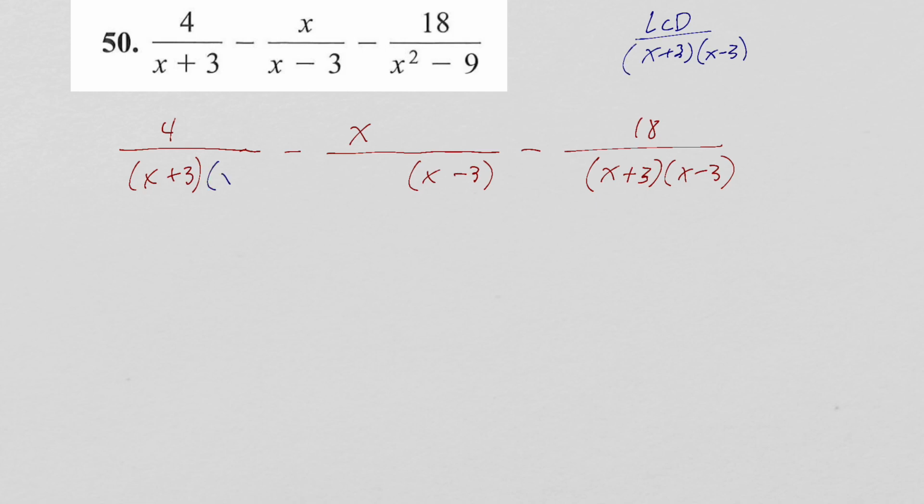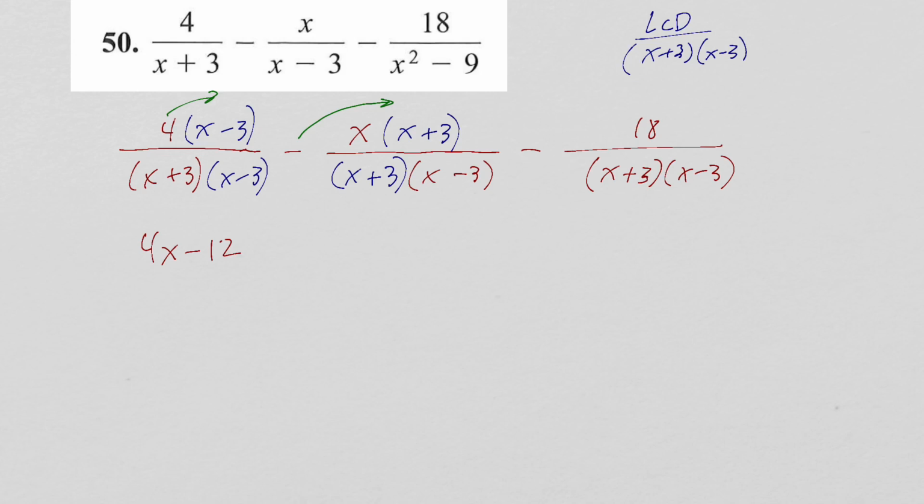So here I have to multiply by x minus 3, so I'll do that in the numerator as well. Here I have to multiply by x plus 3, so I'll do that in the numerator as well. And the last one I don't have to do anything. So I'll take the 4 and distribute it and get 4x minus 12. Then I'm going to take the negative x and distribute that, and I'm going to get negative x squared minus 3x and minus 18 all over x plus 3, x minus 3.